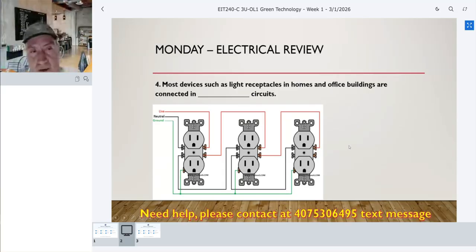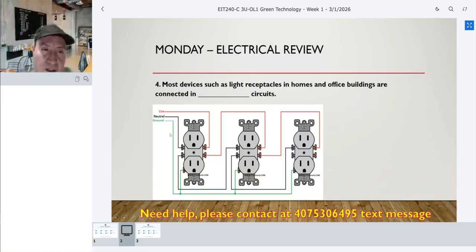Number 4, the question is, most devices such as light and receptacles in homes and office buildings are connected in what? What do you think? Series, parallel, combination is possible in different ways, but let's check this illustration. In this illustration, you see in red it is connected at the same point, right? I don't have the tab here, but between these two you have a tab, and between these you have a tab. Pretty much it is the same point, right?